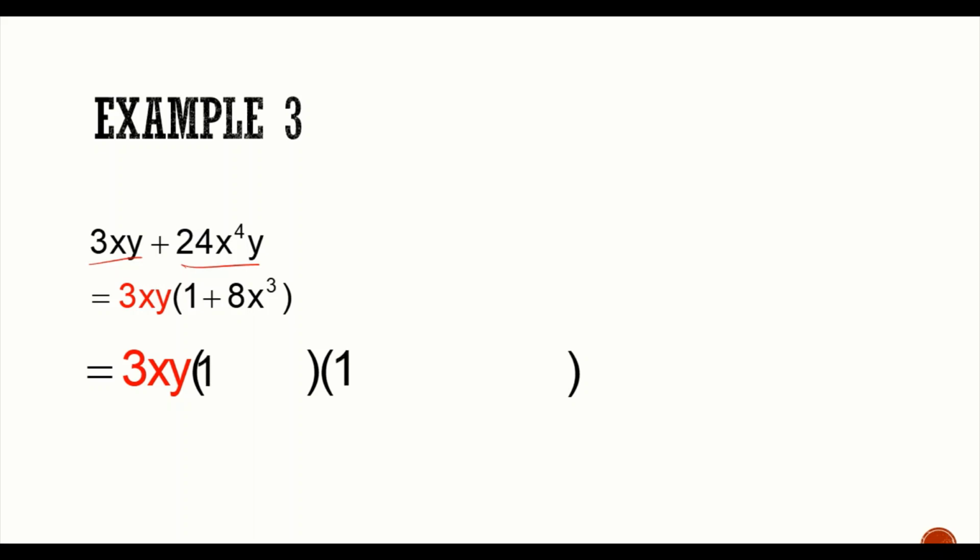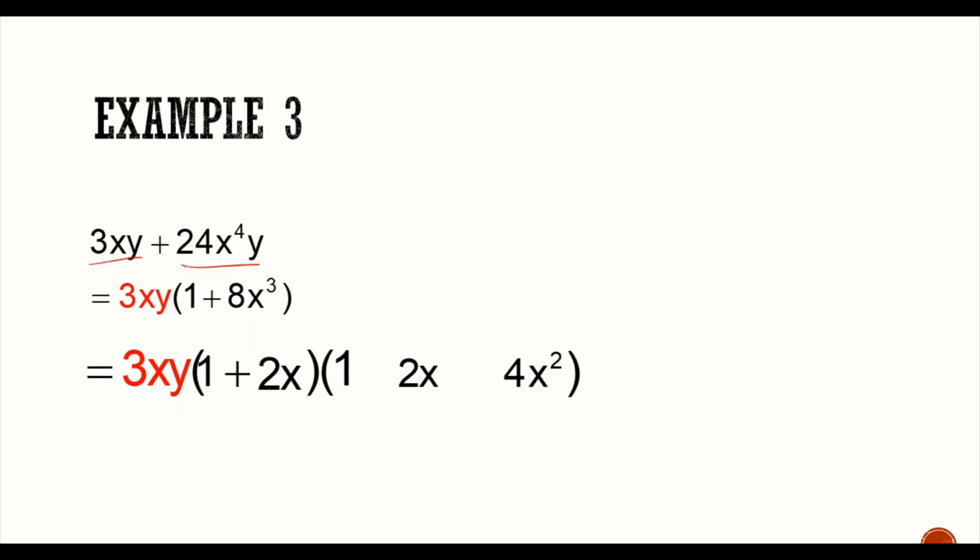The cube root of 1 is 1. If you square that 1, you still have 1. The cube root of 8x cubed is 2x. You square that, you have 4x squared. The middle term you get by multiplying the two terms in the smaller bracket, so that is 1 and 2x, so you get 2x.